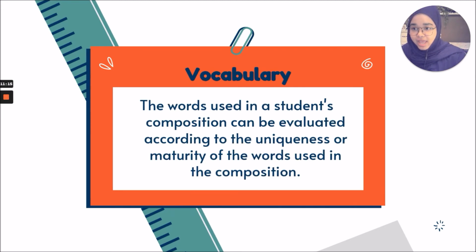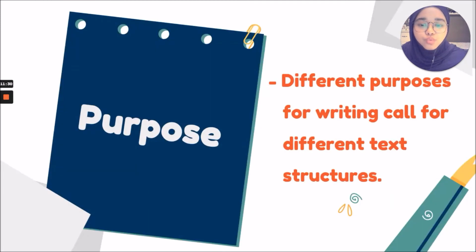And the last one, we have vocabulary. So the words used in a student's composition can be evaluated according to the uniqueness or maturity of the words used in the composition. Okay, so the second one is the purpose. So different purposes for writing call for different text structures. Instruction often begins with story structures because they represent the genre most familiar to children.